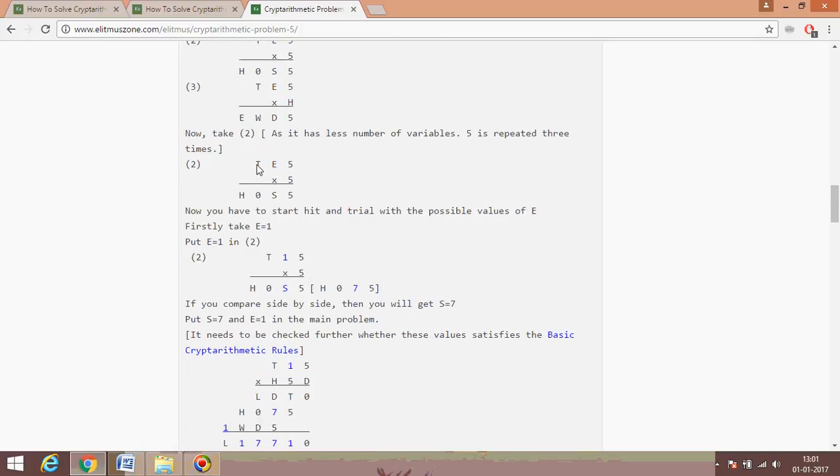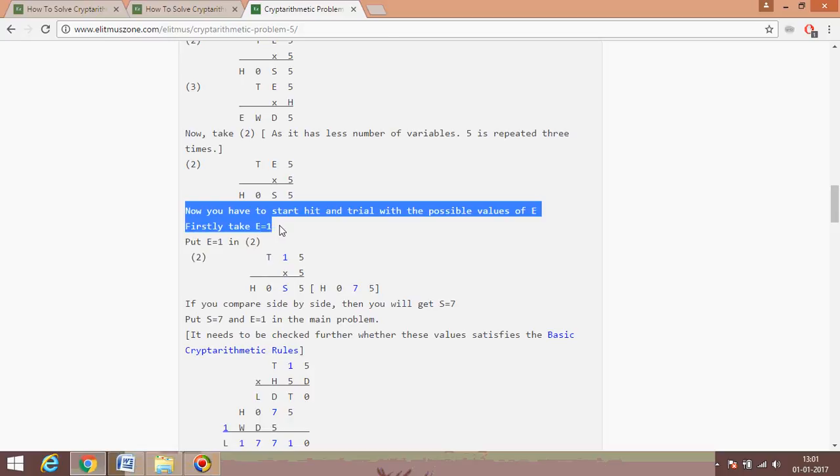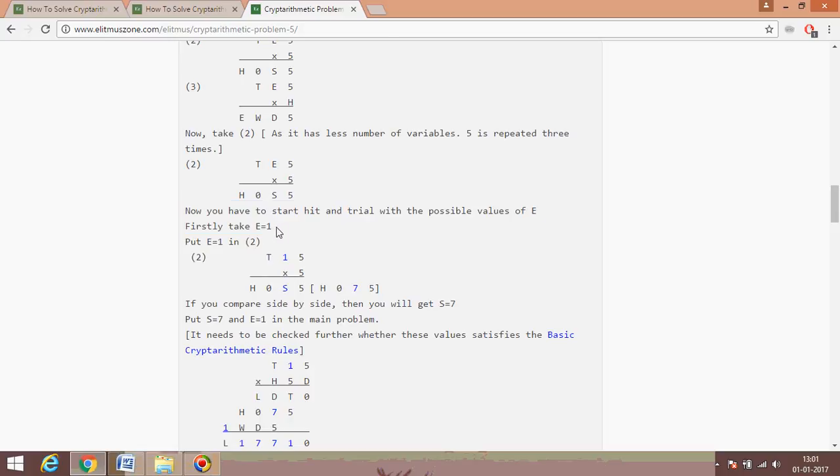Now T E A cross 5, cross 5 equal to H0 S5. So now what you have to do is start hit and trial with the possible values of E. The possible values of E will be 1, 2, 3, 4, 6, 7, 8, 9. We are not considering 0 and 5 because we have already taken these variables: you have already taken A equal to 5 and R equal to 0, so the possible value of E cannot be 0 or 5.